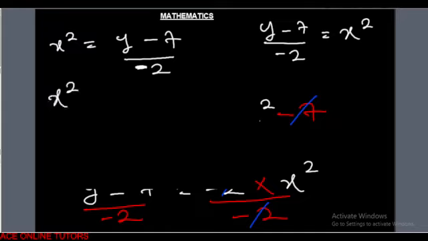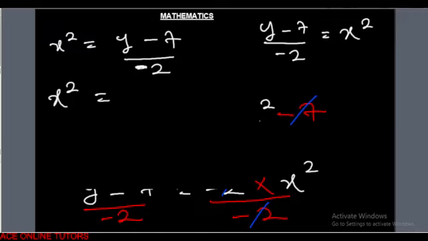What you do is x squared is equal to, since this is a fraction, that means that whatever you do to the upper part, you also do to the lower part. That's how we remove signs in fraction. Whatever you do to the upper one, you also do to the lower one. Now how can you remove negative sign?